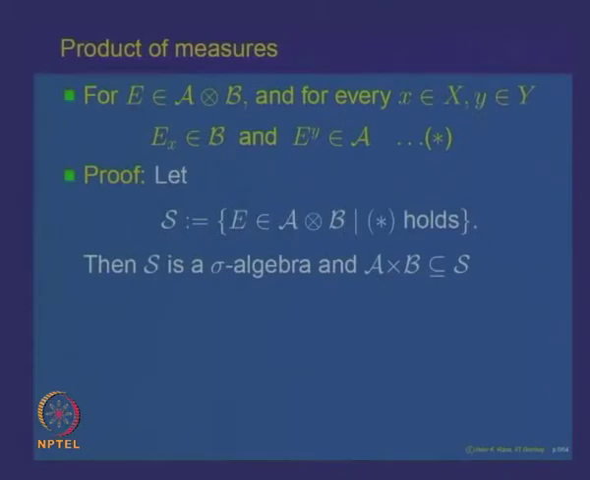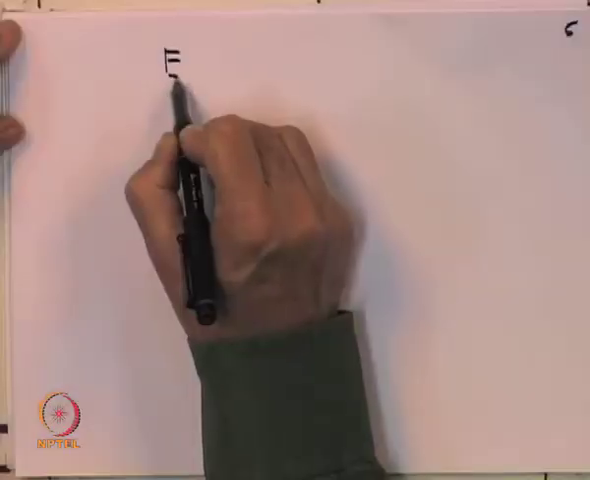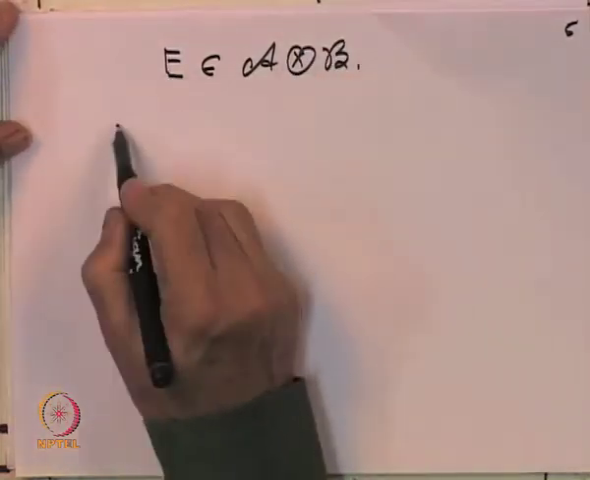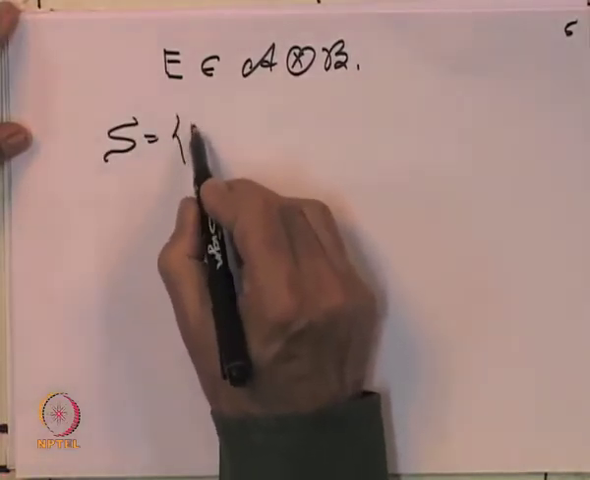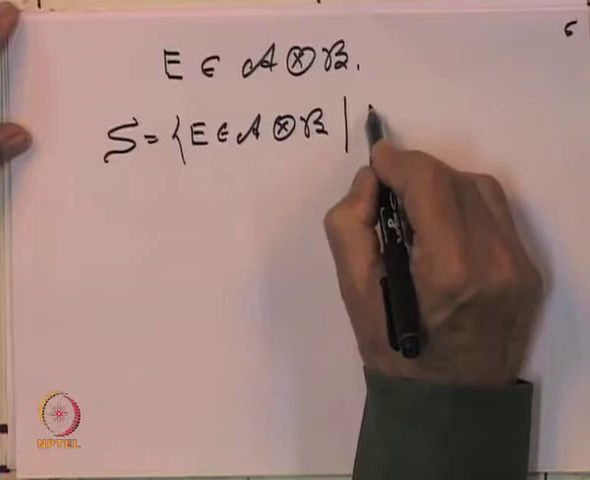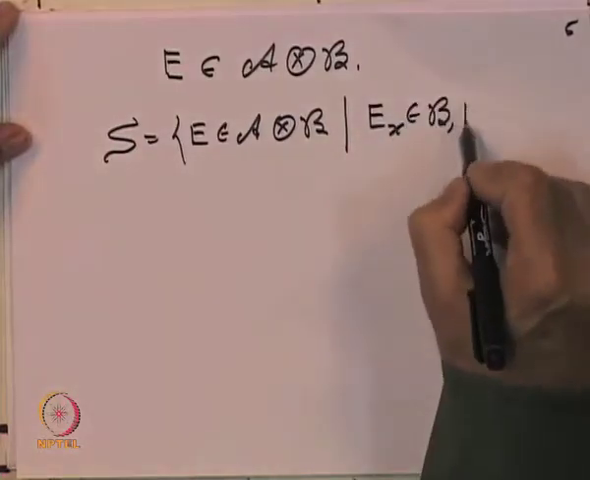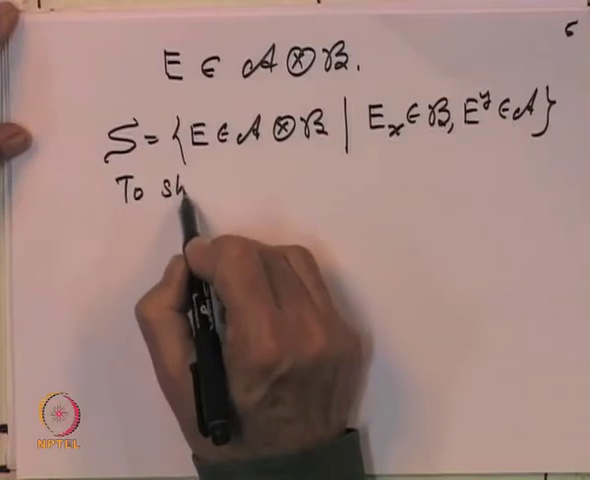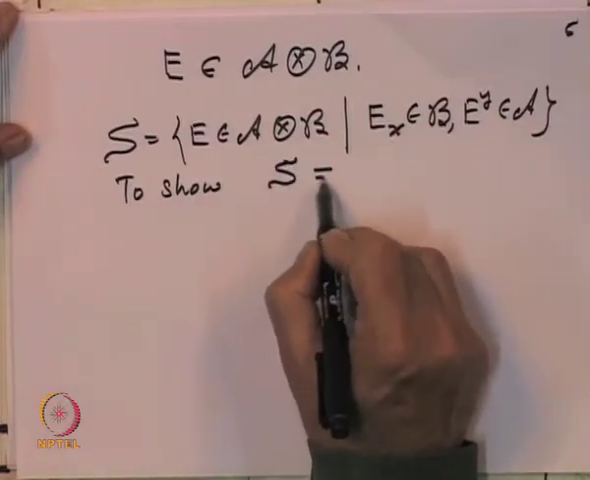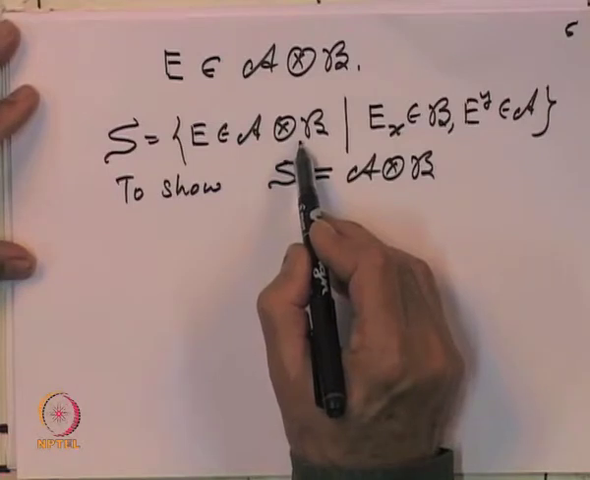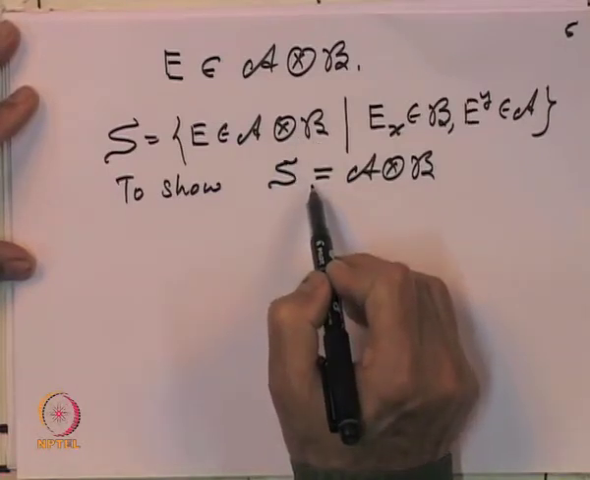So, what we are given is that the set E belongs to the sigma algebra A times B. So, S is the collection of all the subsets E belonging to A cross B such that the section E_x belongs to B and the section E^y belongs to the sigma algebra A. So, to show S is equal to the product sigma algebra A times B, note it is already a subset of A cross B.